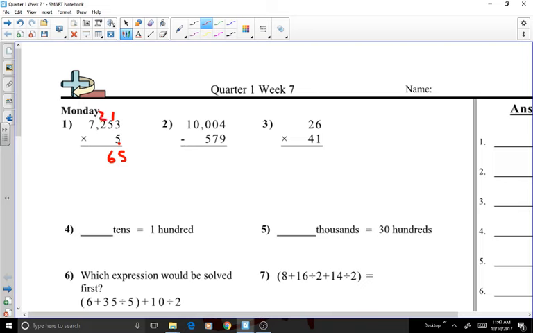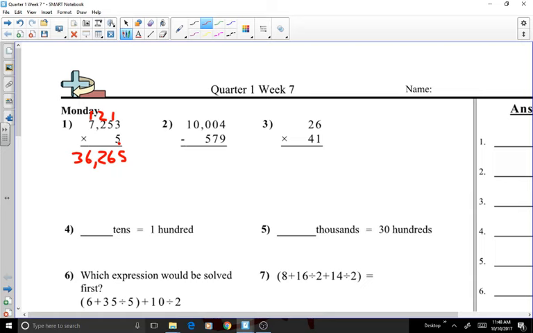5 times 200 is 1,000. Plus 200, that's 1,200. You carry the 1 up to the thousands place. 5 times 7 thousands, 35 thousands plus 1, 36,265.